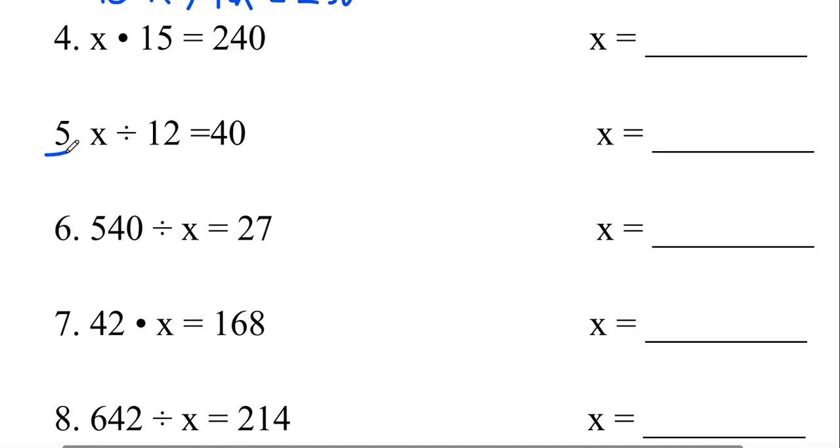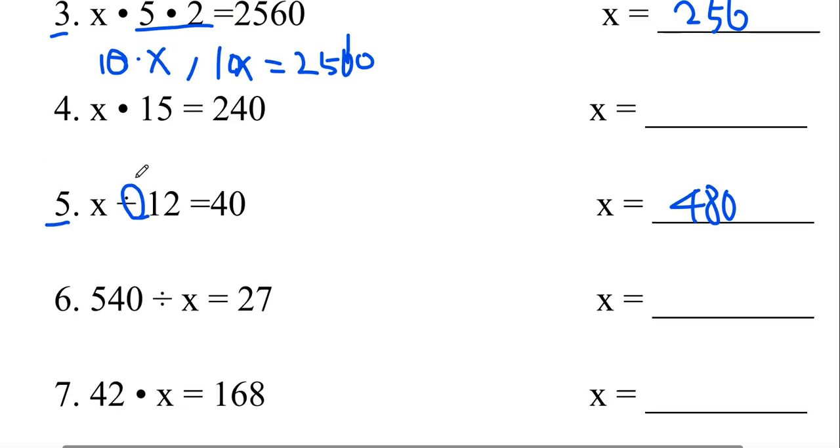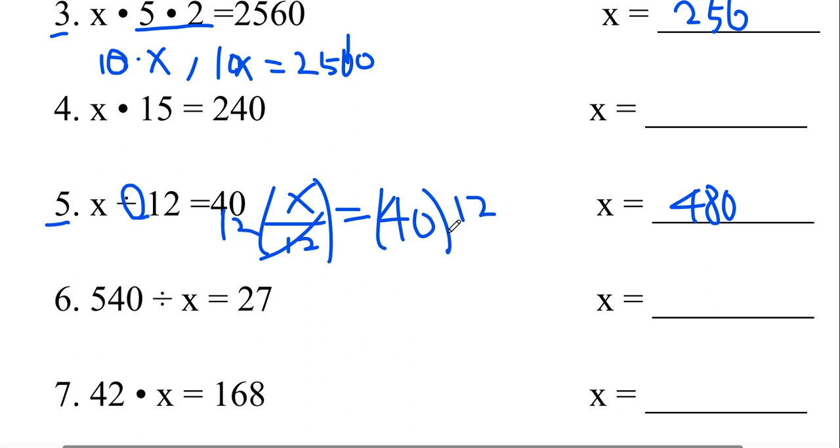And number 5, if you're dividing, you're multiplying. So 12 times 40 is 480. And the reason why you're doing the reverse is because if you rewrite x divided by 12, this becomes x over 12. Since you want to isolate your variable, you have to cancel out your denominator. The only way that you can cancel out the denominator is by multiplying by the denominator itself. So you're multiplying both sides by 12 in order to cancel out the denominator.